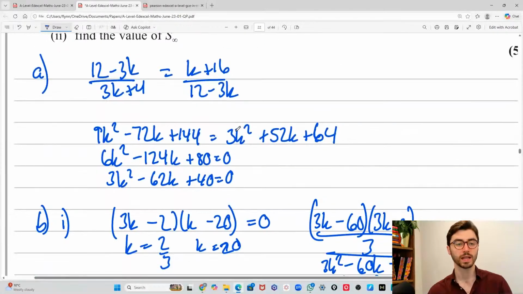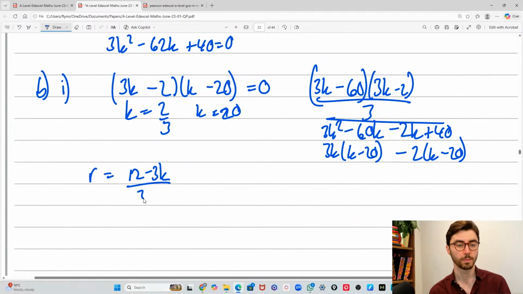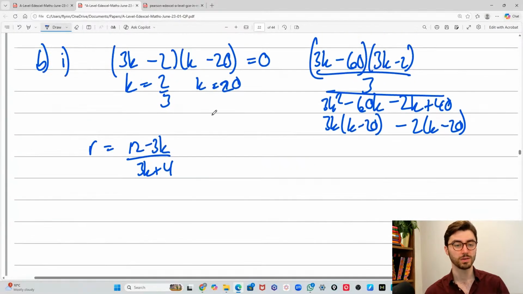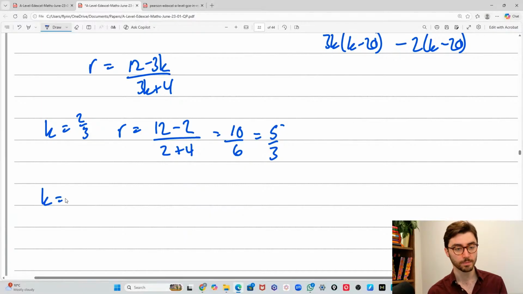But if k is equal to 20, well, let's think about it. The common ratio r is 12 minus 3k all over 3k plus 4. So we're going to have to check both of those k's. It seems like it wants the k to be the small one, but maybe not for what they've given us. So when k is equal to 2/3, r would be equal to 12 minus 2 all over 2 plus 4, which is 10 over 6, which is too big. Sneaky, sneaky. That's 5 over 3. So we're going to have to take the k equals 20 case.